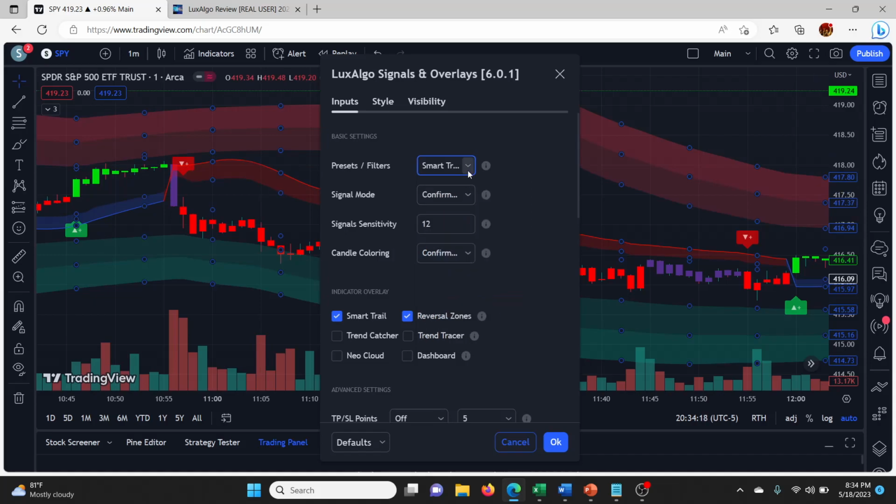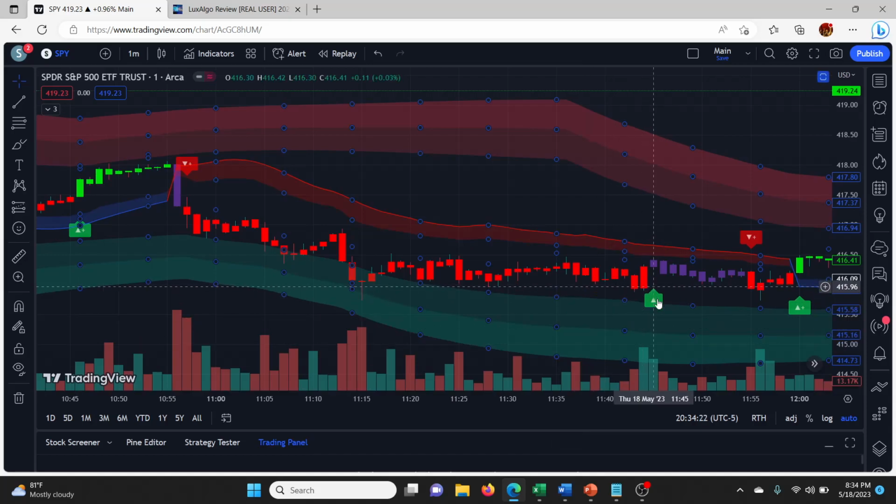And so if I get rid of that and I just put it to none, then you get more signals, but you'll get ones like this one that just popped up that you shouldn't take, right? Because you're in a downtrend, you're below the smart trail, it's red, and you're most likely going to see a rejection, and that's what you see. So that's a good example that just happened to pop up right there. So definitely something worth doing.